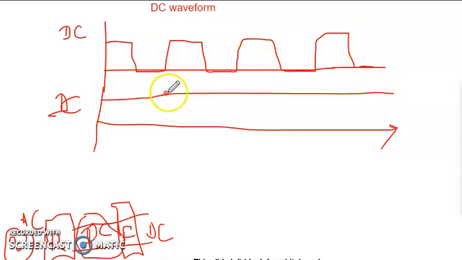If I need pure DC maintained at a constant 12 volts, you should go with a filter. If you go with the filter, then it comes as a pure DC. That's all, pure DC. The filter is applicable for that everywhere.